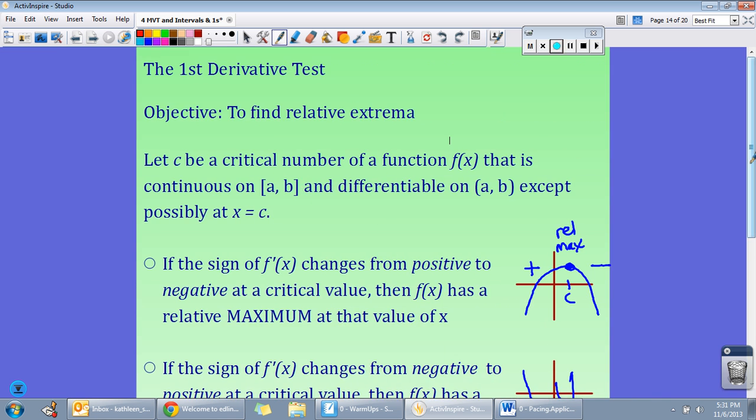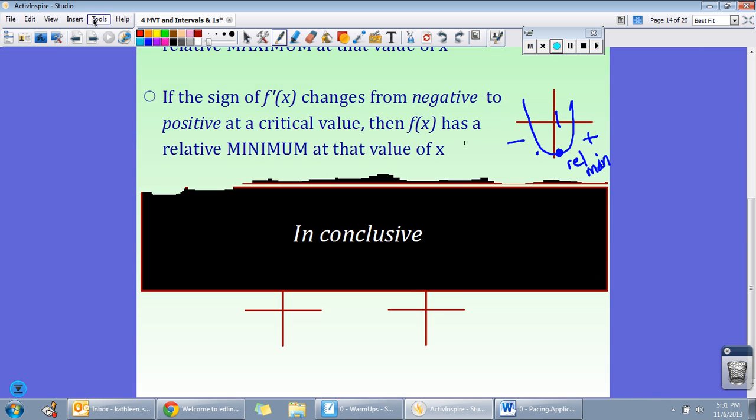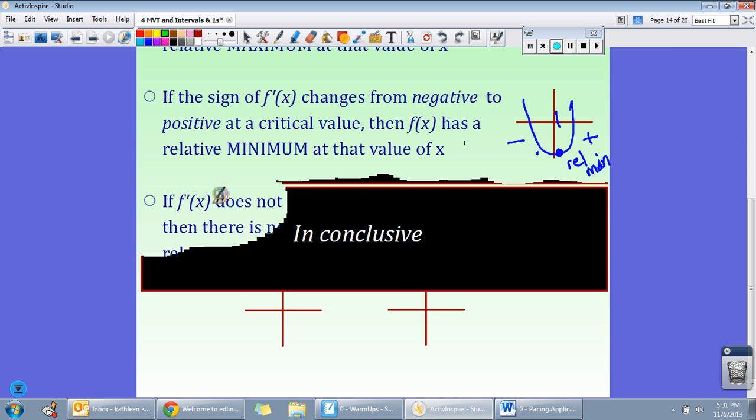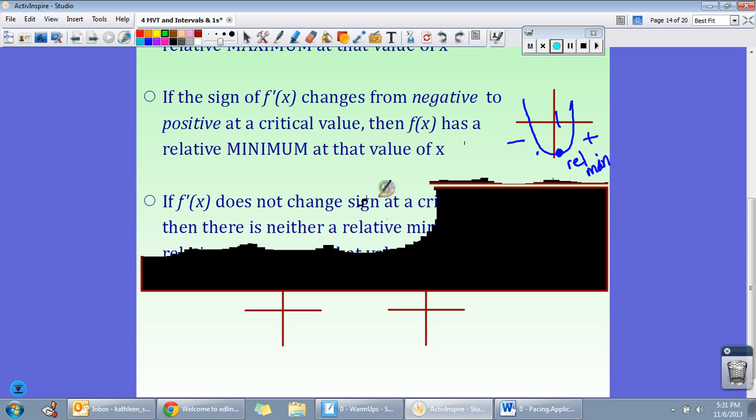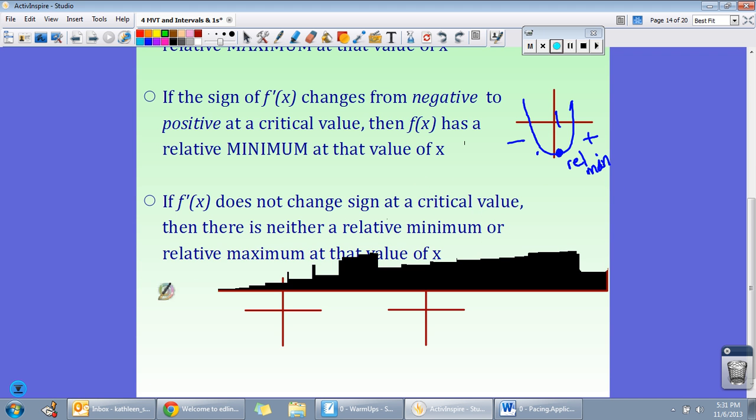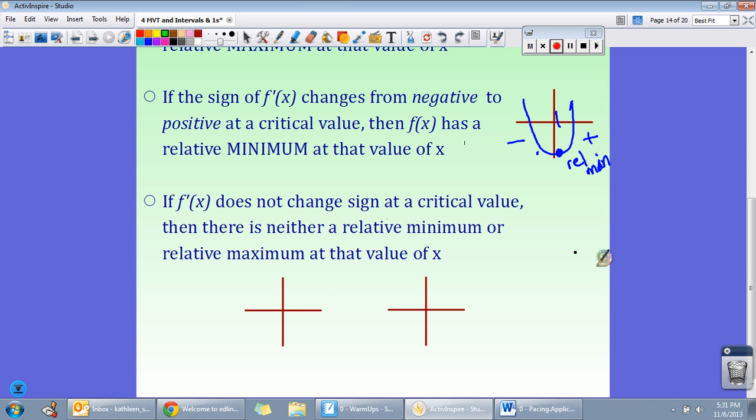Finally, with our first derivative test, if there's no change in the slope sign at the critical value, then there is neither a relative maximum nor a relative minimum. That can look like a cubic, positive or negative. The slope is negative on both of these, the slope is positive on both of these.